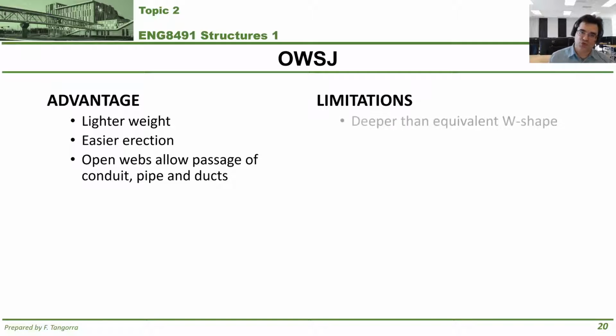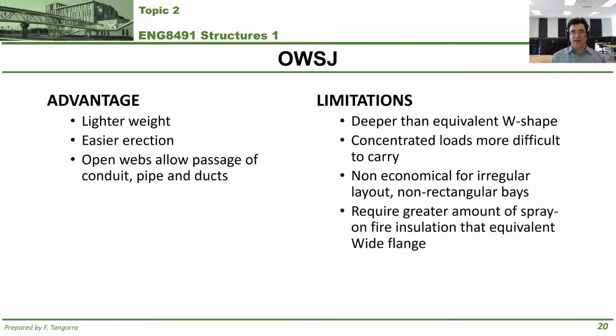Some of the limitations, though, compared to a solid steel beam, because they're missing a lot of their web, right, it's empty air, they tend to be deeper than an equivalently strong W shape. They are not very good at supporting concentrated loads, which means loads that are localized as opposed to spread. And they don't work very well for irregular layouts, buildings that have really weird layouts that are not basically boxes, okay?